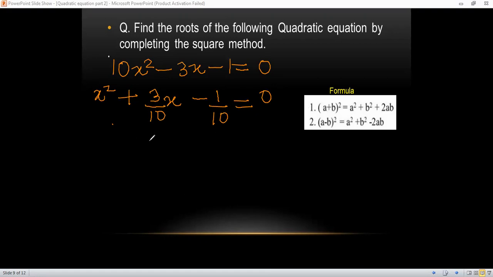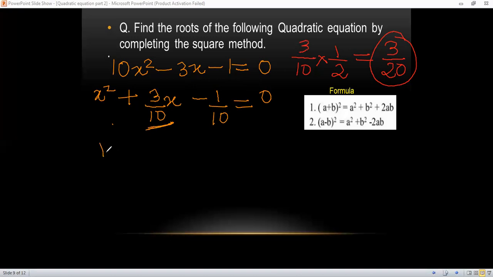Now, what I will do, I will take this value, that is 3 by 10, and I will multiply by 1 by 2. That means I will write 3 by 10 and multiply by 1 by 2. So then what value will I get? I will get 3 by 20. Now what I will do? I will write the square of this number in minus and plus sign with the equation.